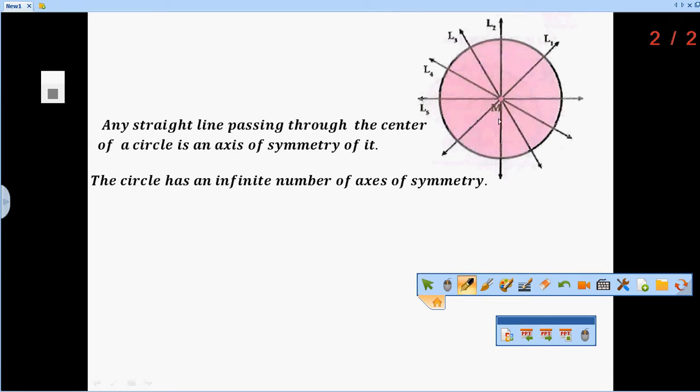If we have a circle like this and we have any straight line passing through its center, then this straight line is called the axis of symmetry. We find that we have a lot of axes of symmetry. So the circle has an infinite number of axes of symmetry.